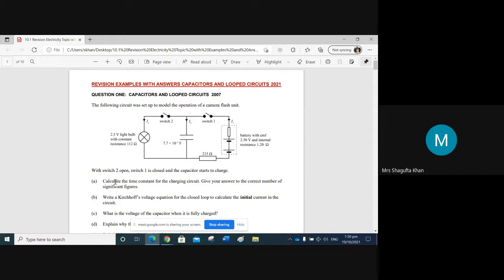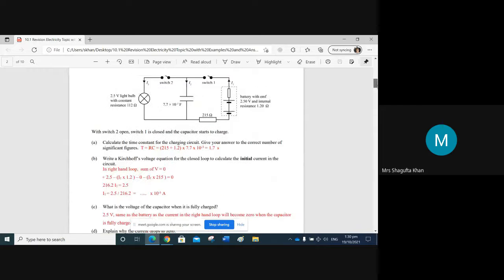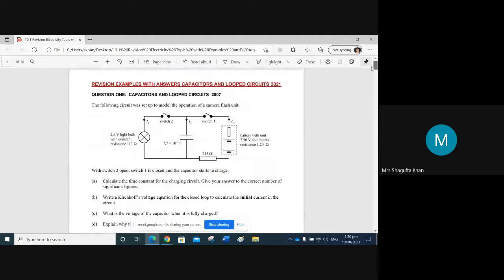So I'm not going through each and every question, but just giving you an overview. The answers are given in here, so you can go through those questions one by one. I'm just going over the main basic ideas of how you will tackle these types of questions. So time constant can be different.